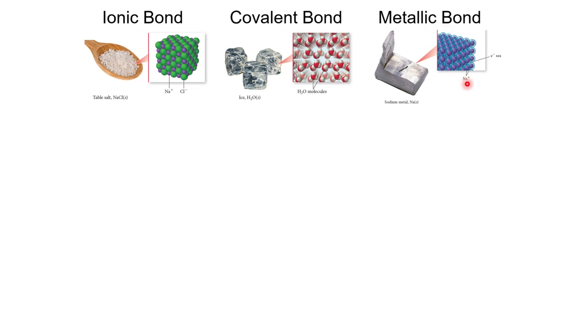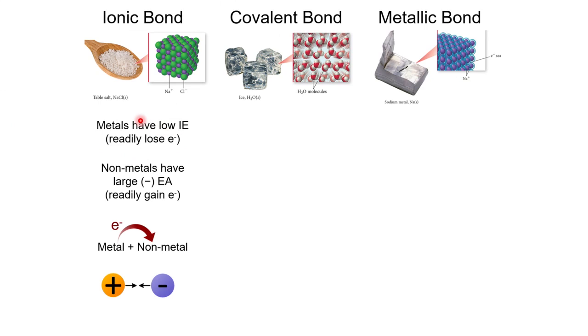Okay, so why do these things look like this? Well, metals have a really low ionization energy because they lose electrons really easily. Non-metals have a large electron affinity, and so they gain electrons. So when you work with a metal and a non-metal, the electron leaves the metal because it has a very low ionization energy. It's easy to lose an electron. And then the non-metal, since it has a large electron affinity, gains an electron, so that's what it does. And now there's a +1 and a -1, and they interact with each other because opposite charges attract.